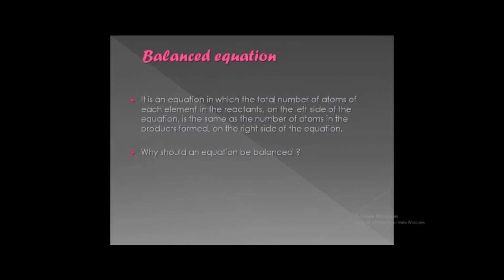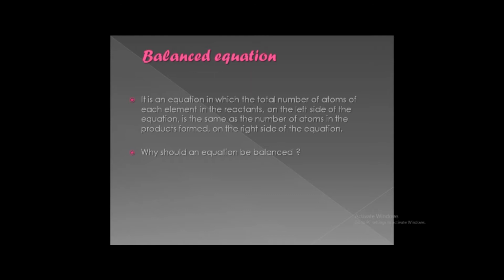Students, after writing a chemical equation, we balance the equation. What is a balanced equation? It is an equation in which the total number of atoms of each element in the reactant on the left side of the equation is the same as the number of atoms in the product formed on the right side of the equation.